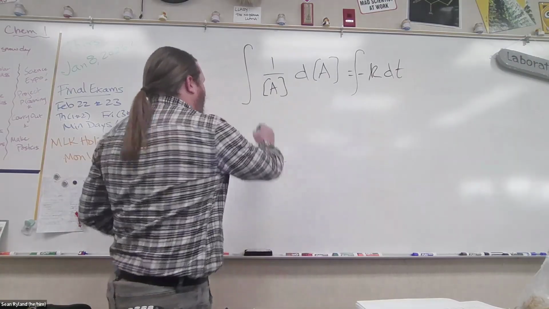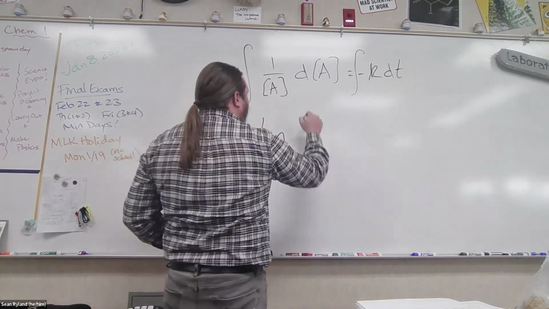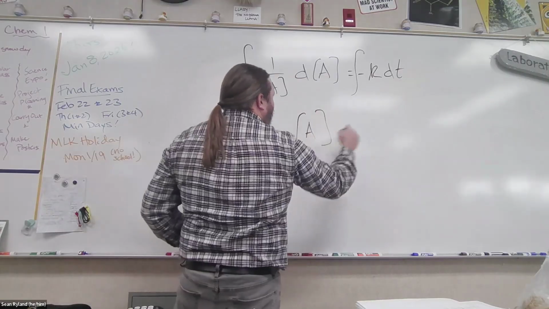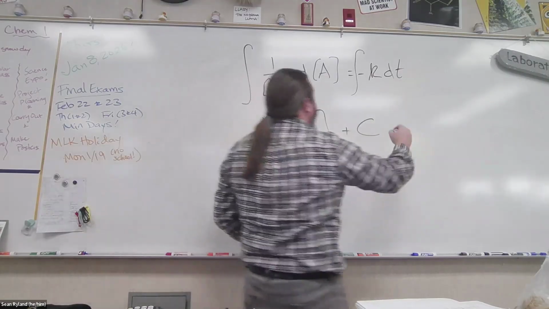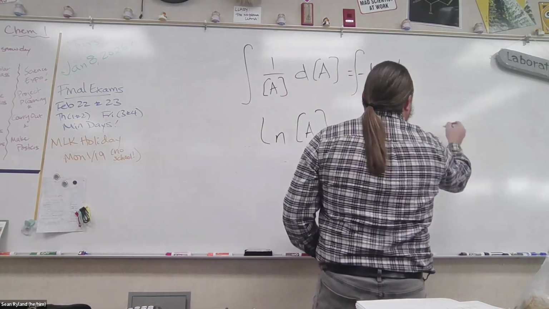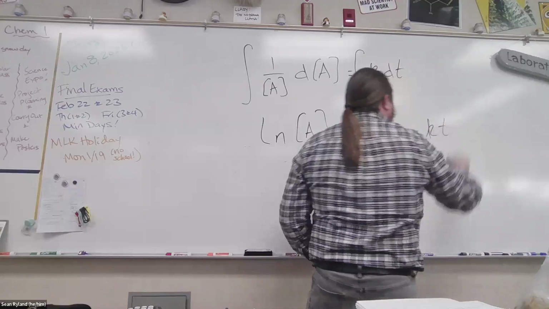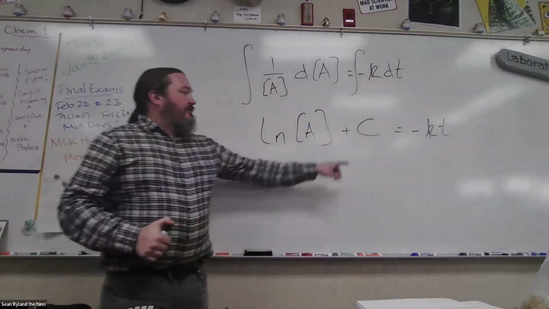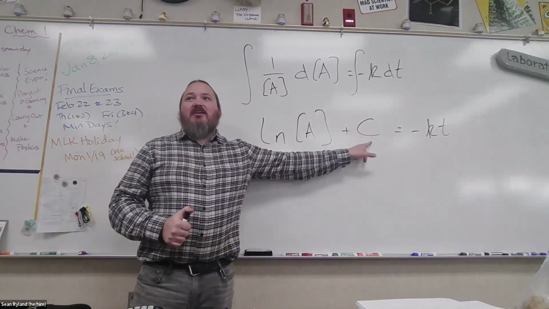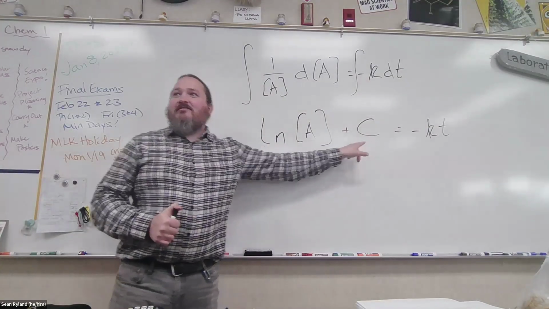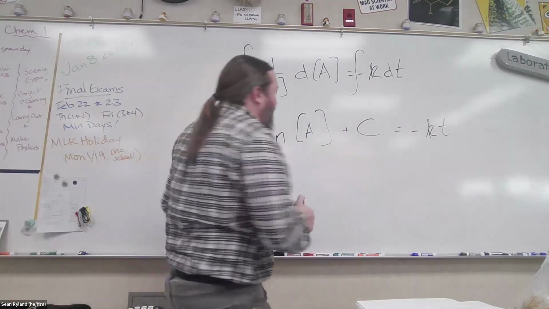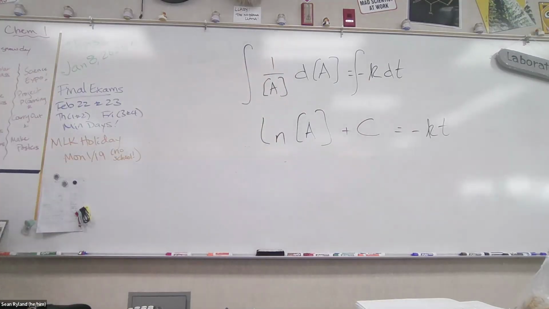So when we do this, we get something that looks like natural log of a plus a constant, don't forget your constant, equals minus kt. Don't forget your plus c. You'll fail the AP test. You'll probably not fail, but you're not going to get a 5.